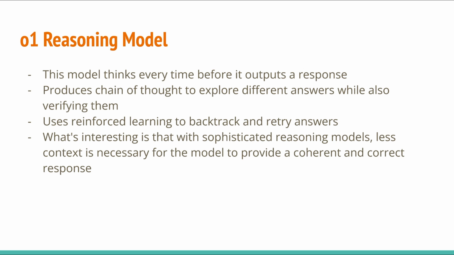Essentially, a reasoning model is a model that thinks every time before it outputs a response. It does this by producing a chain of thought to explore different answers while also verifying them. So it's essentially a type of reinforcement learning, right? It thinks of a response, and it can backtrack and retry answers if it thinks the answer it's initially thinking about isn't the right one. What's interesting is that with these sophisticated reasoning models, less context is necessary for the model to provide a coherent and correct response.